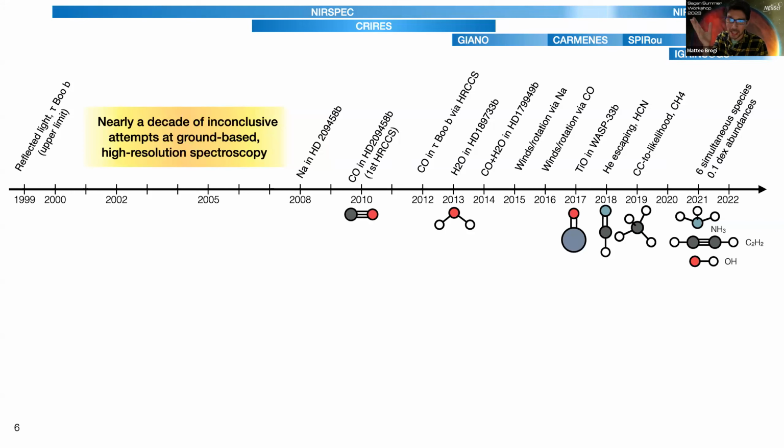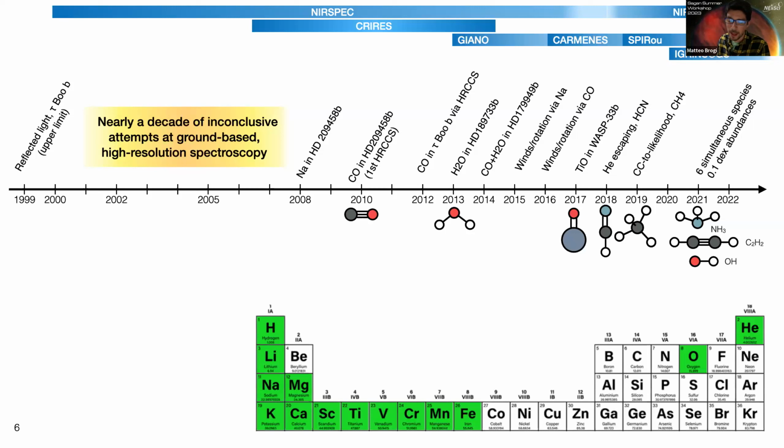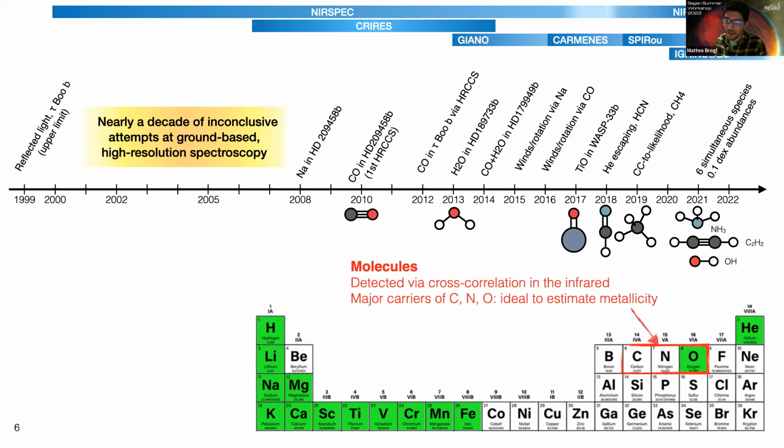And that coincides with many more near-infrared spectrographs coming online. However, the infrared is just part of the game. There are also a dozen atoms detected, mostly in the optical. And I think what is neat is that we have detected almost all the species that are thought to be carriers of carbon, nitrogen, and oxygen. And this has quite important consequences for being able to estimate the planet metallicity.